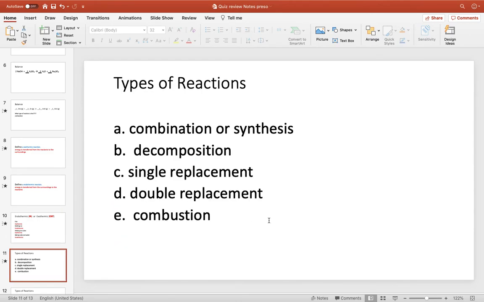Types of reactions, remember that was combination or synthesis, mostly combination. That's on the quiz, it'll be called combination. It's when things join together. Decomposition is when things break apart. Single replacement is when just one of them changes and flips with the other product in the reactant. Double replacement is when they both flip in the reactants. And combustion is when there's only CO2 and H2O as a product.